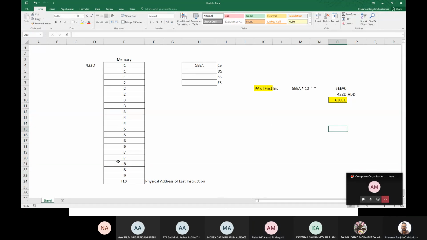Now, this they did not ask you. They are asking you for this one. How do you know the address of this one?